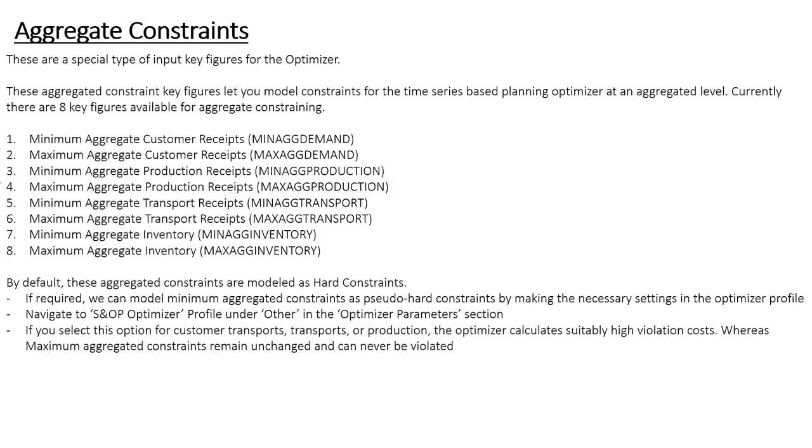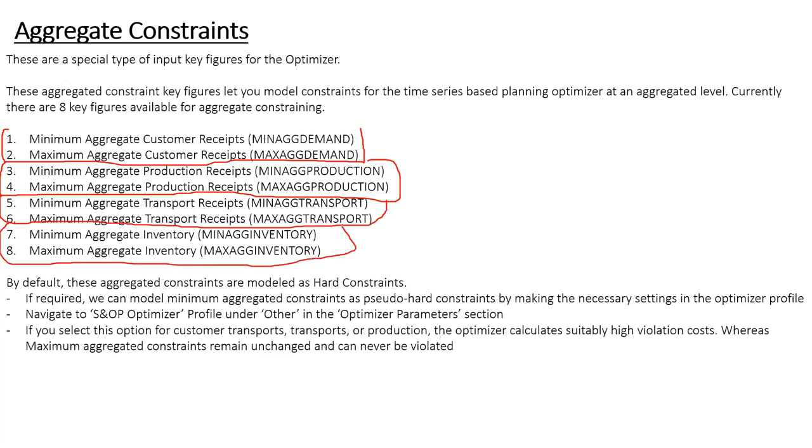The first two are related to the customer receipts: minimum aggregate customer receipts, maximum aggregate customer receipts. The next bunch is minimum aggregate production receipts, maximum aggregate production receipts. The next bunch is about the transportation: minimum aggregate transportation receipts, maximum aggregate transportation receipts. Then we have minimum aggregate inventory, maximum aggregate inventory.